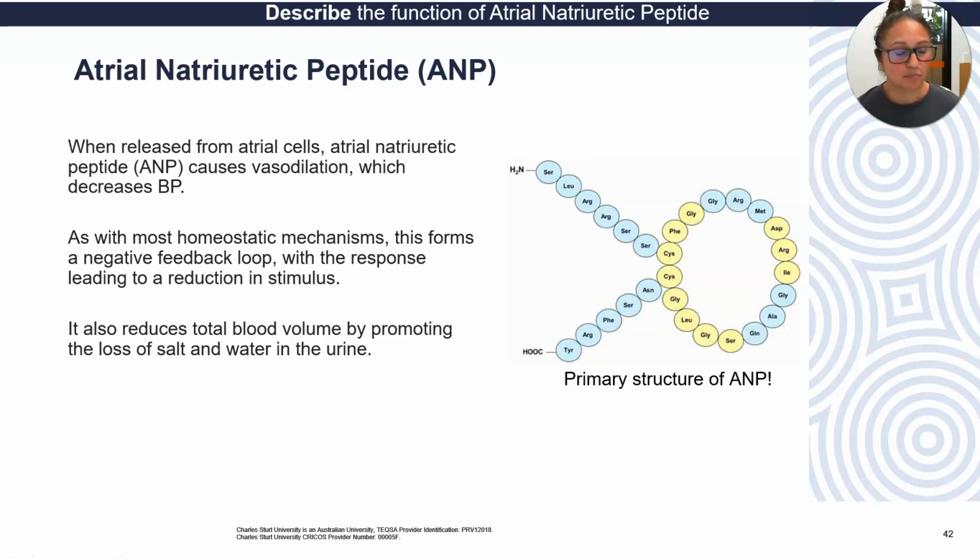The other thing this little protein does is it goes to your kidneys and tells your kidneys to get rid of salt and water as well. So the job of this little protein is to lower your blood pressure, and it does it by doing these two things. Check him out. This is the primary structure. Remember when we talked about protein structure? Primary structure is the amino acid chain. How cool is it? Pretty cute.